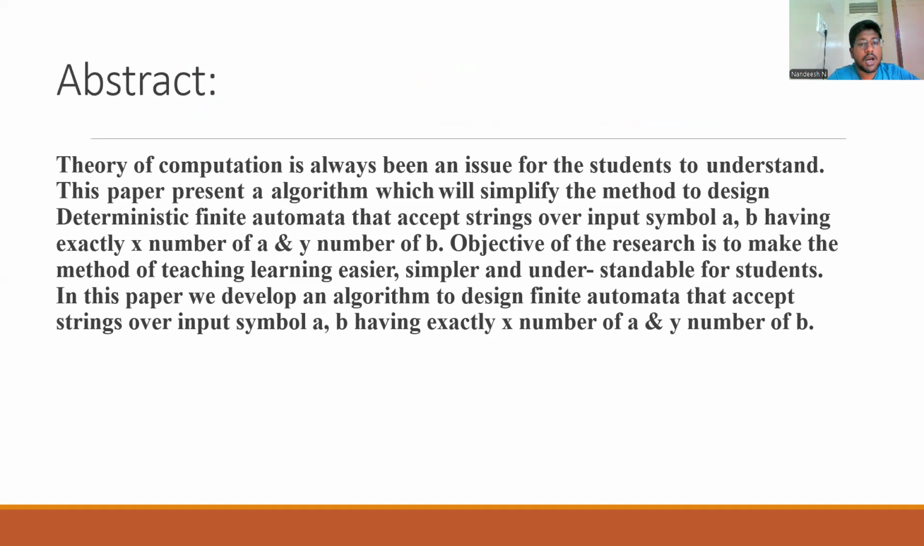This paper presents an algorithm which will simplify the method to design deterministic finite automata that accept strings over input symbols a, b having exactly x number of a and y number of b. The objective of the research is to make the method of teaching and learning easier, simpler, and understandable for students.